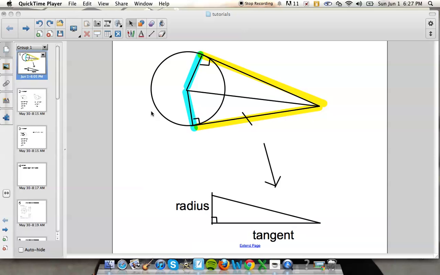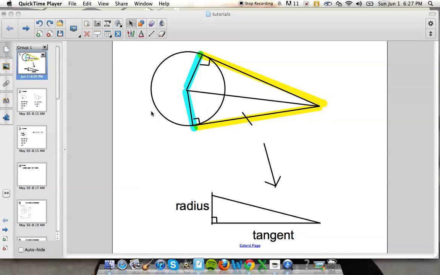In 12.1, the key idea is that tangent lines always intersect a circle at one point, and that point creates a 90-degree angle with the radius. As you can see in my diagram, the highlighted yellow lines are called tangents, and the highlighted blue lines are called your radius, or radii, of the circle. The radius and the tangent line create a 90-degree angle when they intersect.